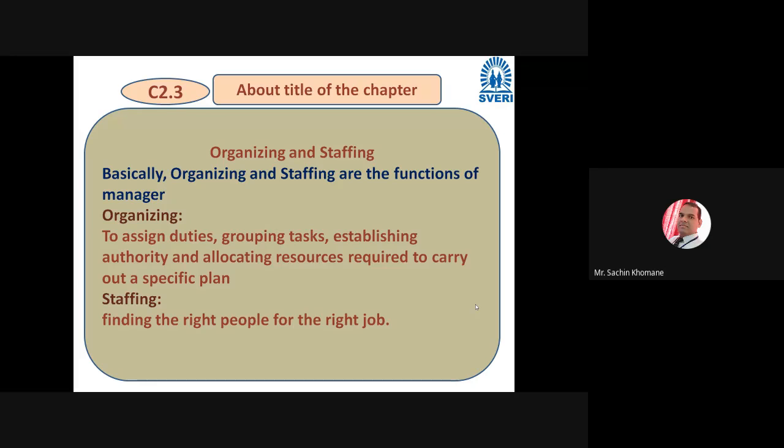Allocating resources means if you need computer, machinery, tools, raw material, such resources are allocated to that particular leader or particular group. And for what purpose is it done? For carrying out the specific plan. So this activity is organizing.